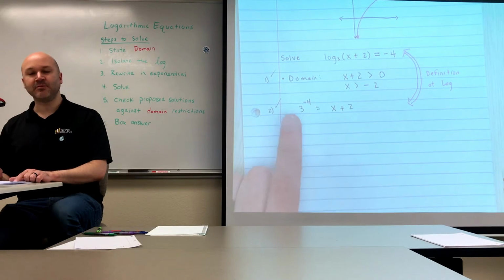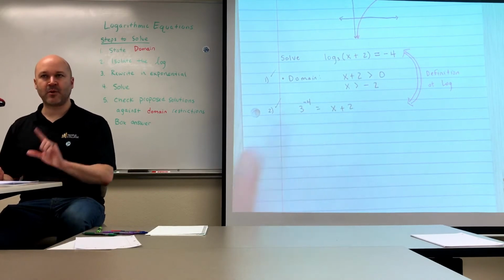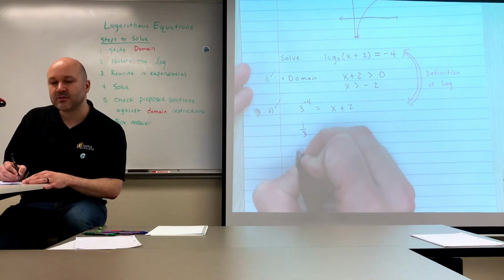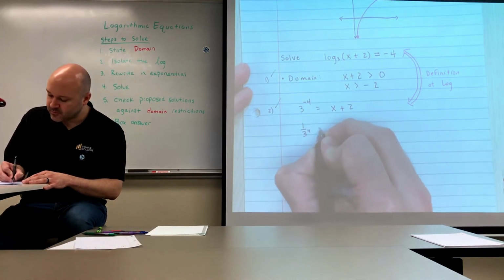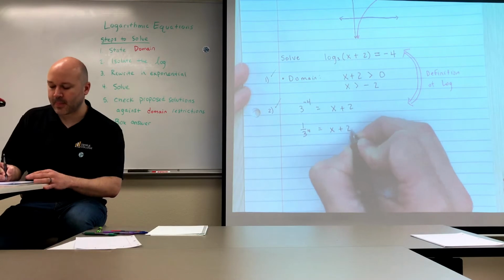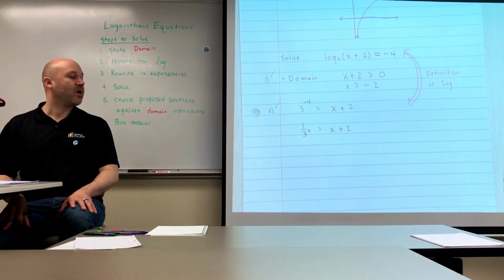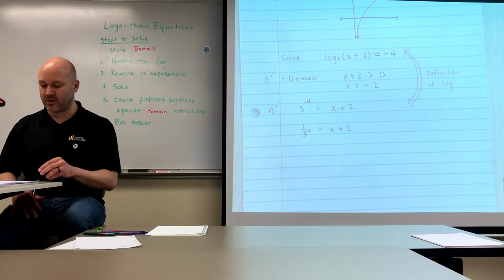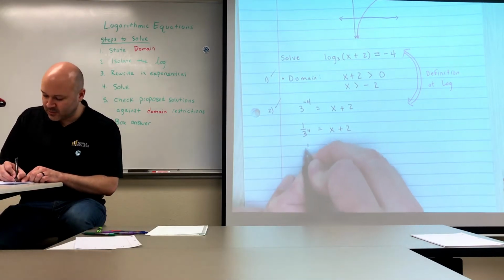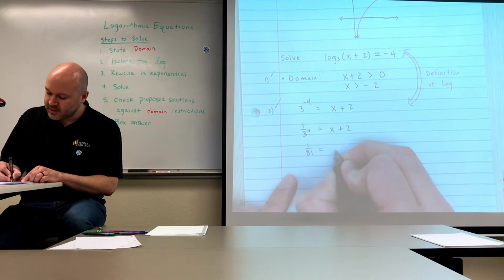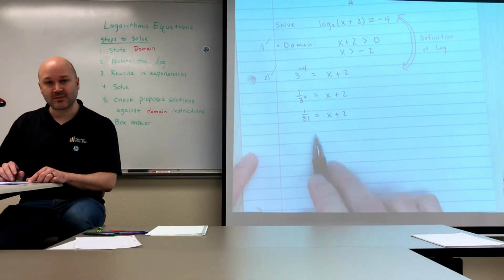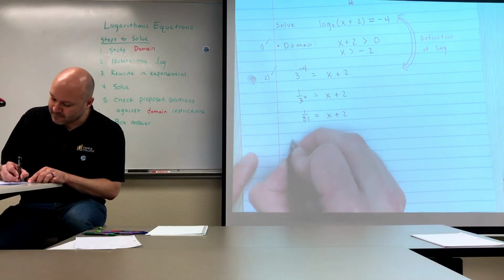Now I can simplify on the left. A negative exponent, we reciprocate the base. So this becomes 1/3 to the 4th power. And 1 to the 4th power is still 1. So I just need to raise the 3 to the 4th power. So I have 1 over 81 equals x plus 2. Trying to get the x by itself, I will subtract 2 from both sides.